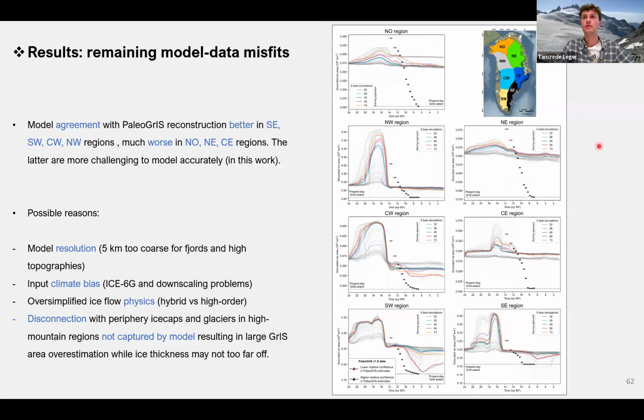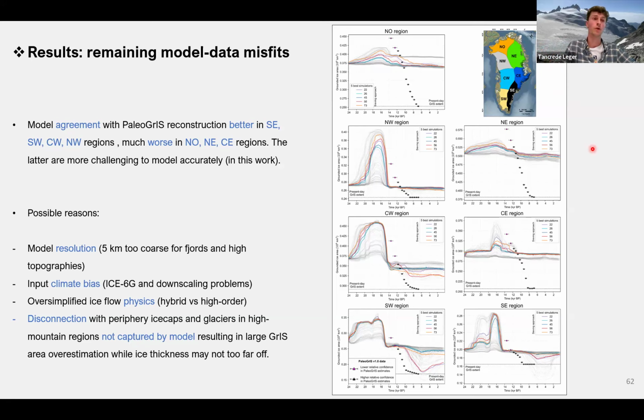This part of Greenland, northeast, central east, is dominated by a higher concentration of high topographies and deep, narrow fjords. And I think that a 5 kilometer resolution, even though that's quite high compared to previous studies, is still way too coarse for resolving those fjords properly, for resolving the proper topography, and as a result, for getting the retreat dynamics because of the surface slope, because of the water ingress that is coming into these deep fjords.